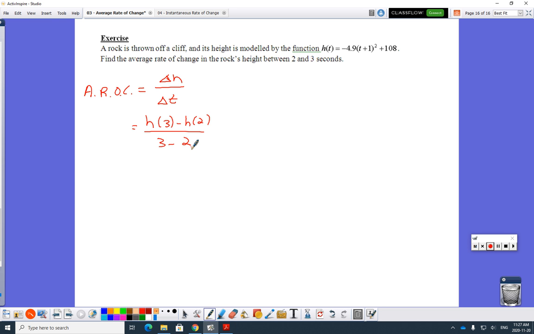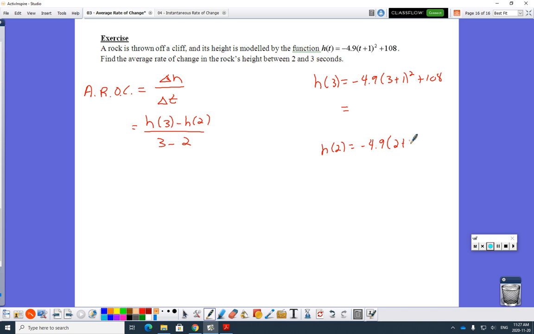This kind of question drove some people nuts about, what do I plug in and where? And that's what they were setting up for, exactly here. So I do them separate. I go, oh, I need H at 3 and H at 2. So I find H at 3, and I sub that in. And then find H at 2, and I sub that in.